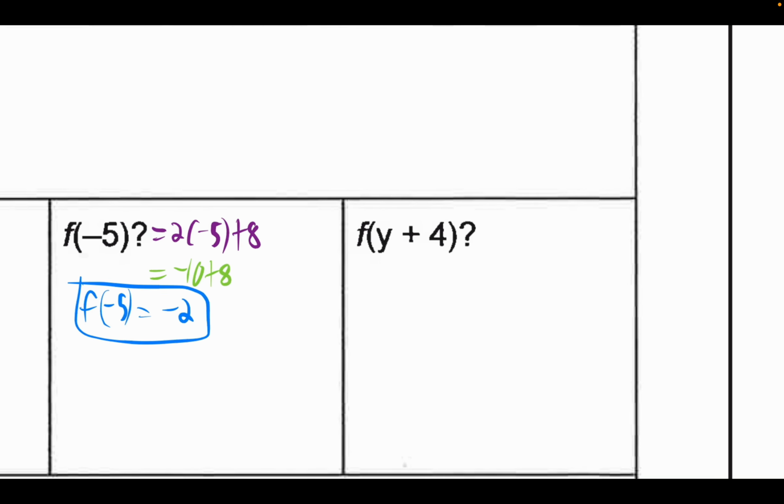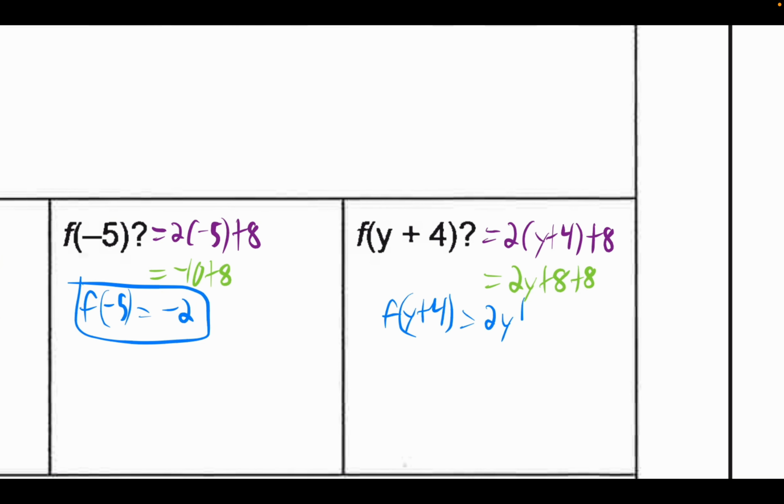And f of y plus 4 is a more unique one. So that's 2 times y plus 4, plus 8. We just plug all of it in. We distribute the 2 and get 2y plus 8 plus 8. And so f of y plus 4 is 2y plus 16, because we can't combine the 2y with the constants, the regular numbers.